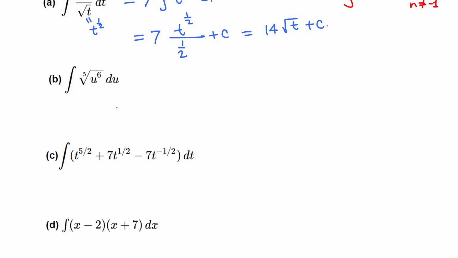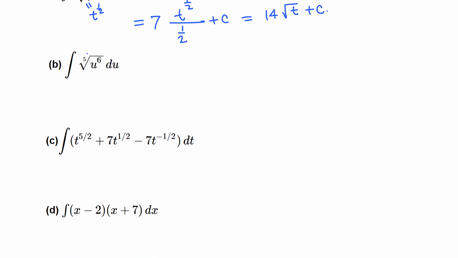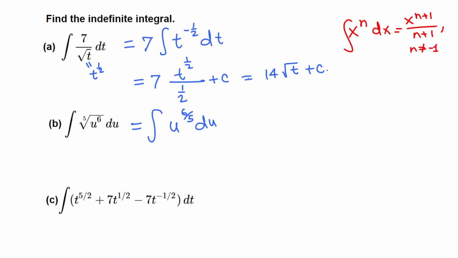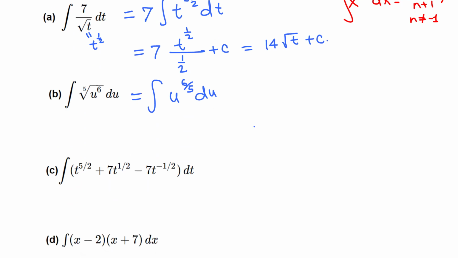That's part A. In part B, we have the 5th root of u raised to 6, du. The independent variable is u, like x. So let's simplify this and get rid of the radical sign. That is u raised to 6 over 5, du. Now this is the same as the last time, like x raised to n dx: n plus 1 divided by the same thing. So here simply u raised to 6 over 5 plus 1.